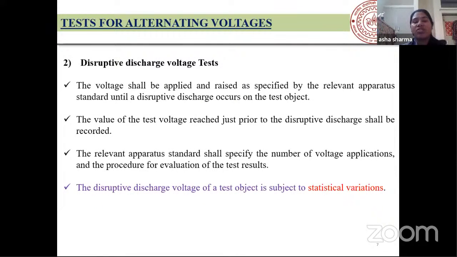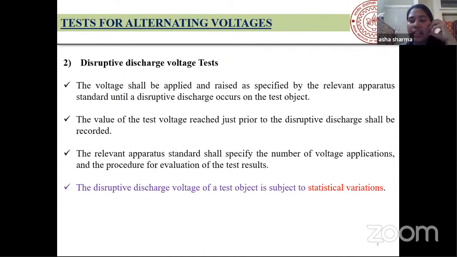After that comes the disruptive discharge voltage test. It's the same thing. We apply the voltage to the test object and raise it, and we keep in mind that there should not be a certain over voltage, so that we don't have any switching over voltages there. It is also applied for 60 seconds, that is, for 1 minute. And if the disruptive discharge occurs, it means that it doesn't pass the withstand voltage, and we call it the disruptive discharge voltage. But these disruptive discharge voltages are subjected to statistical variations.